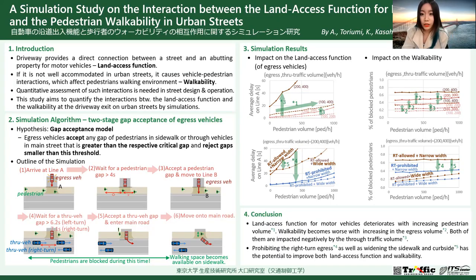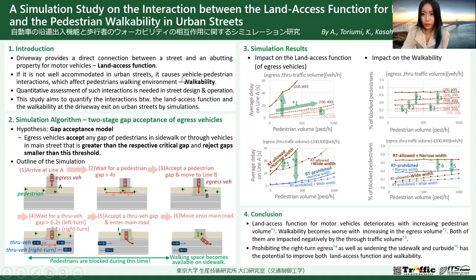And then the first part, the interaction. The driveway provides a direct connection between a street and an abutting property for motor vehicles. This is the first function, the line of sight function of the driveway. And if it is not well accommodated in urban streets, it causes vehicle and pedestrian interactions, which will affect the pedestrian's walking environment.